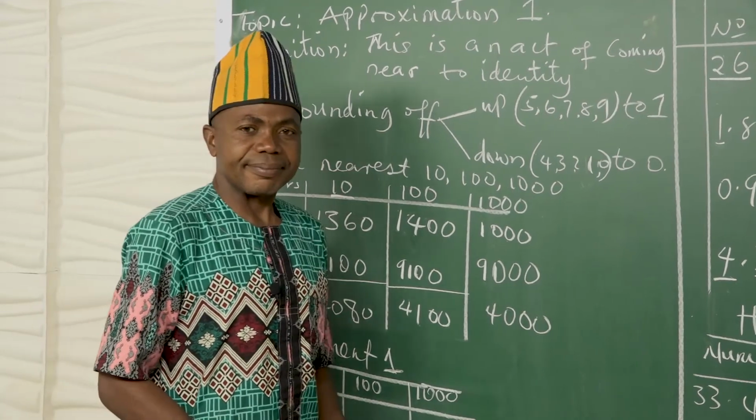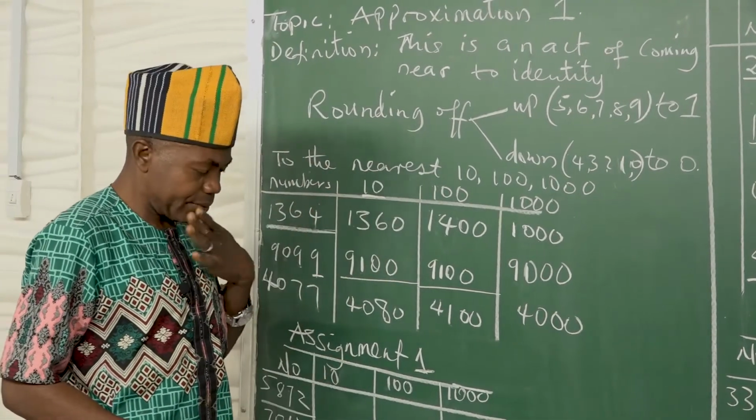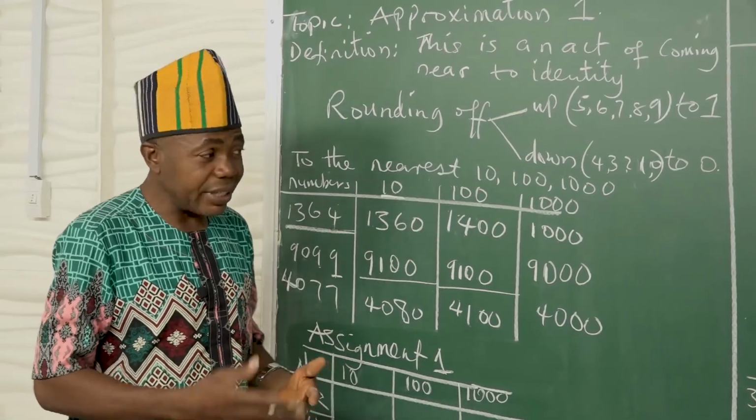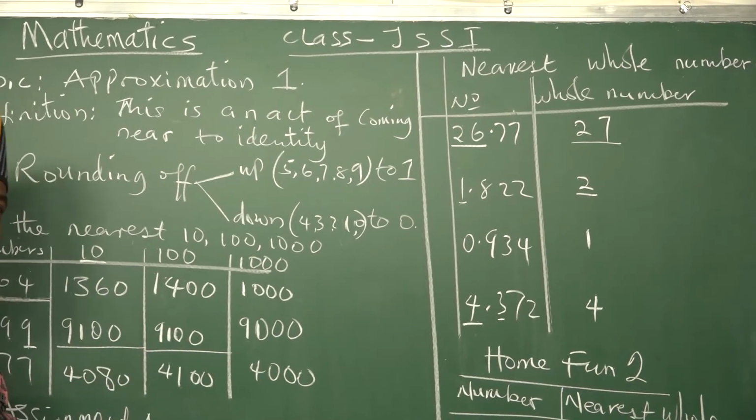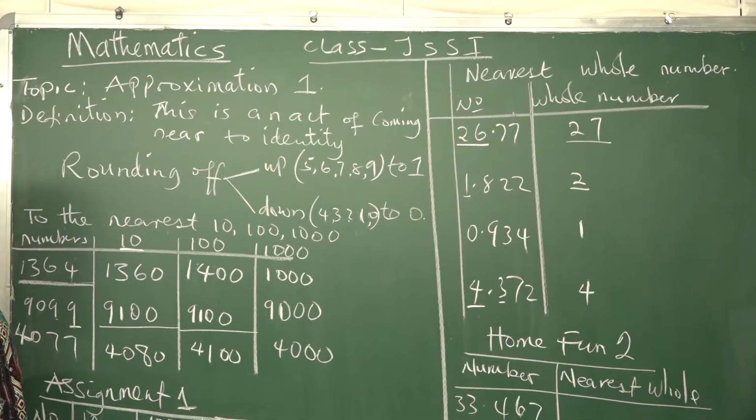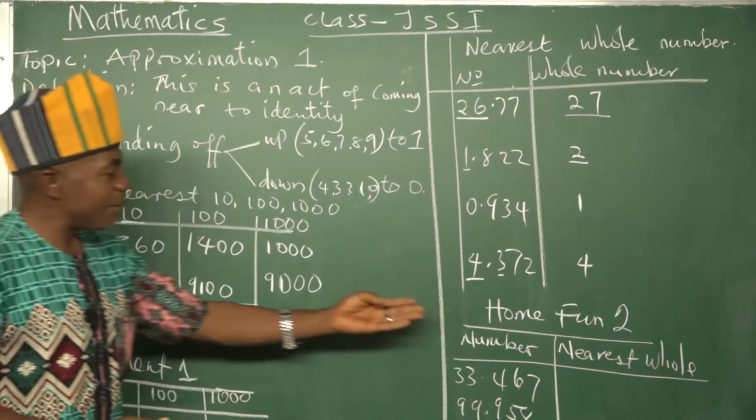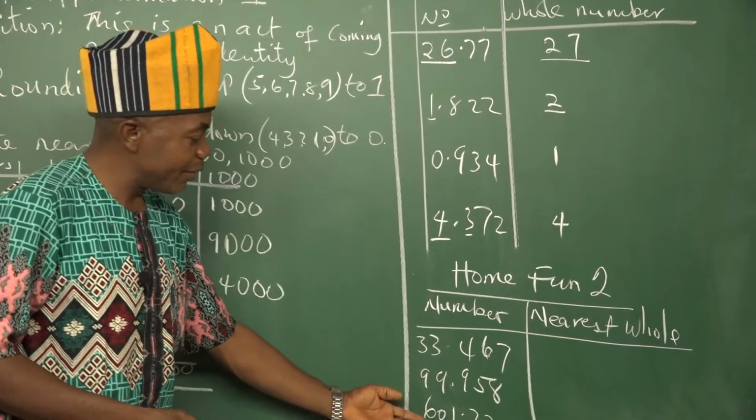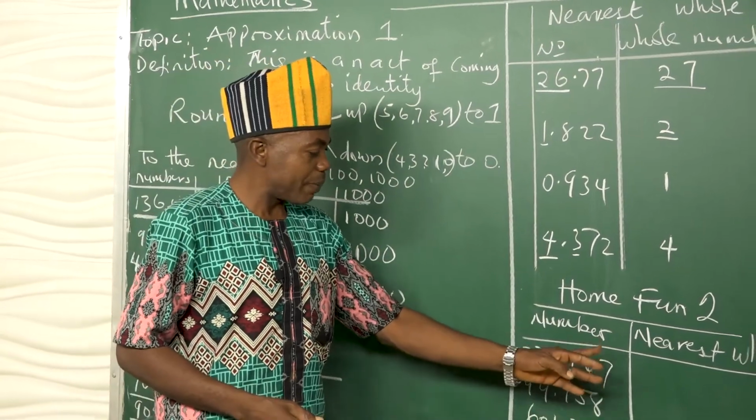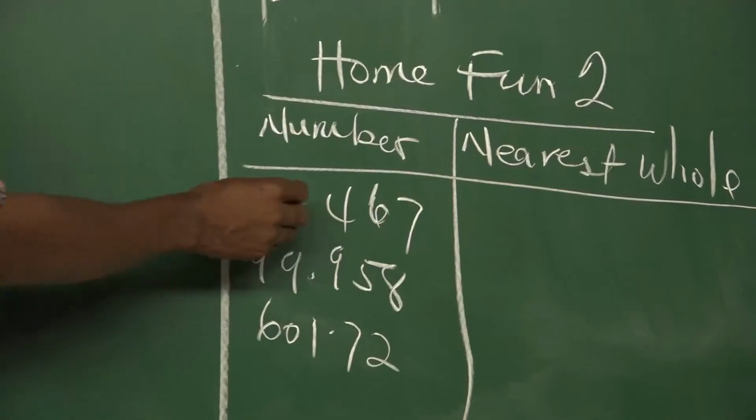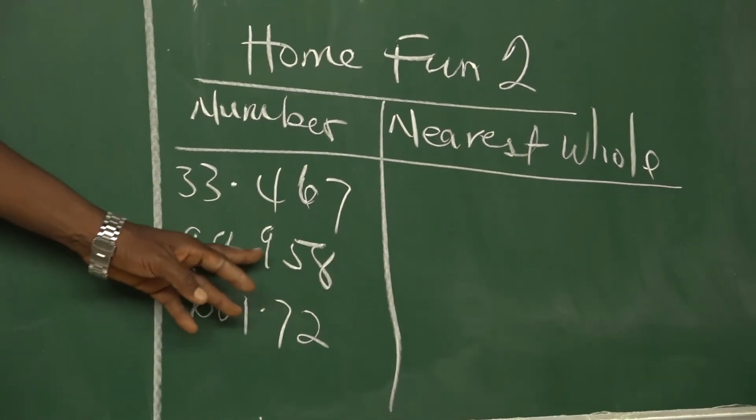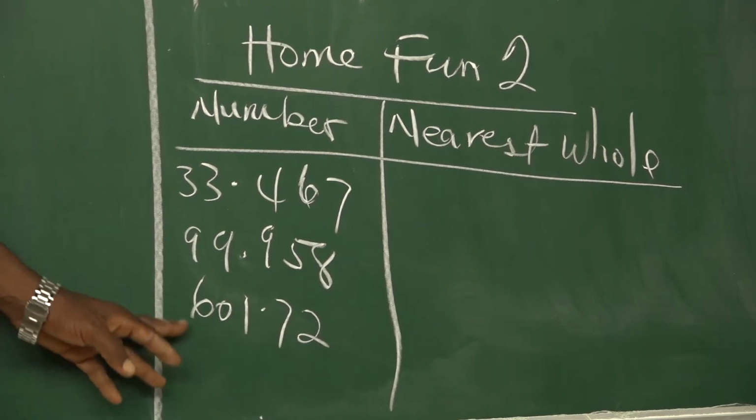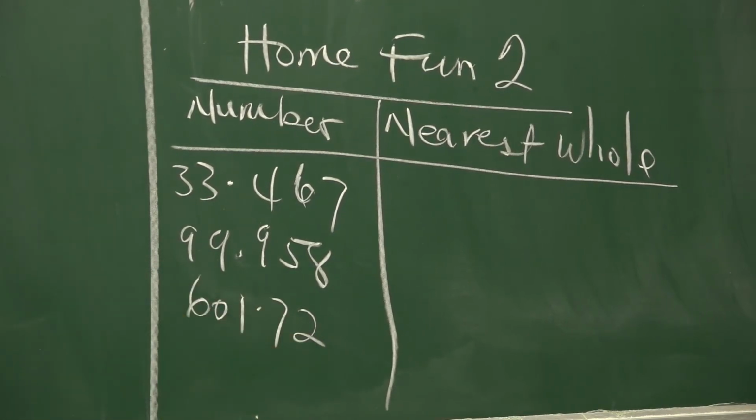In the next lesson, under the approximation, we're going to study approximations to the nearest decimal point and the nearest significant figures. But until then, the assignment number 2, numbers has been given to you, and you are expected to approximate them to the nearest whole number. Number 1, 33.467, 99.958, and 601.72. Approximate them to the nearest whole number.